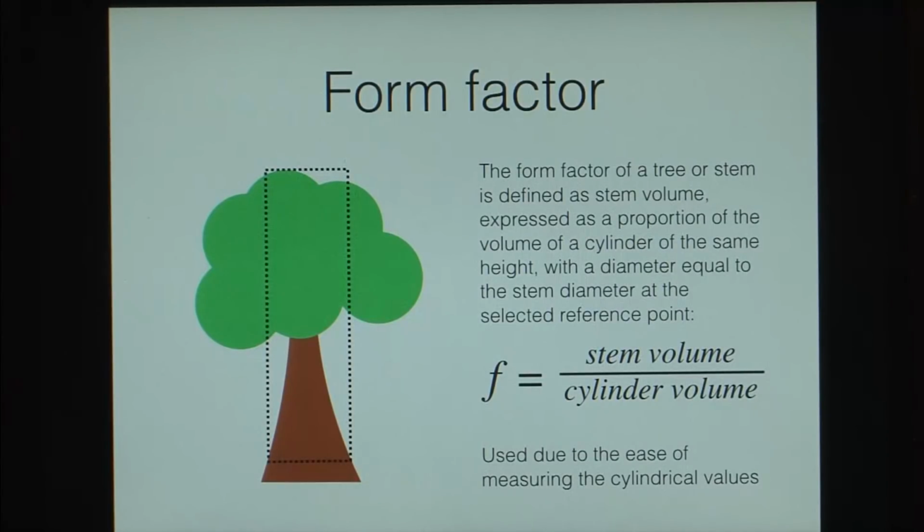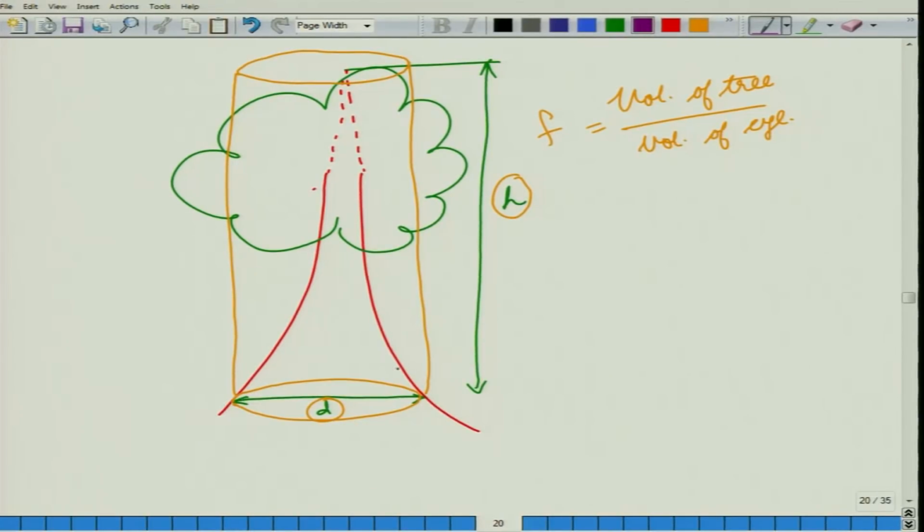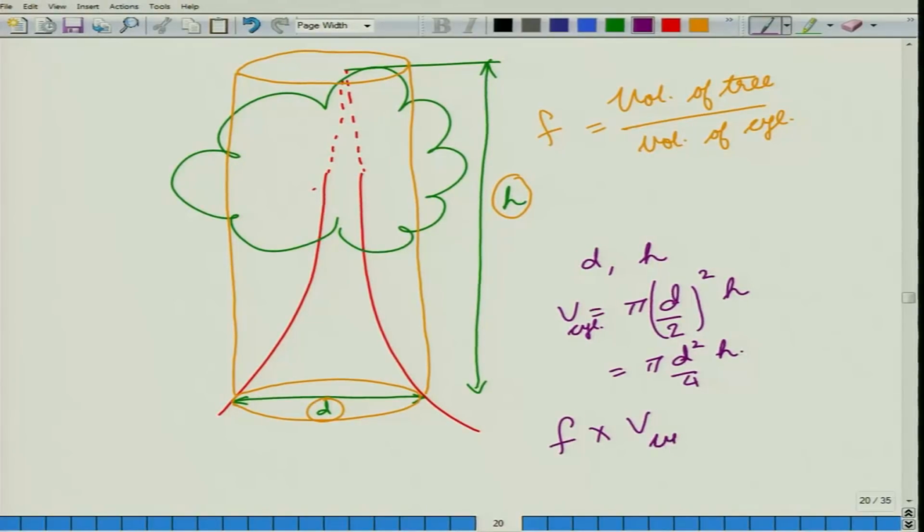Now, why do we choose a cylinder to measure this tree? Well, the answer is because it is very easy to calculate the volume of a cylinder if we knew its diameter d and if it knew its height h. We have volume is equal to pi r square h or pi d square by 4 into h. So, we can very easily calculate the volume of the cylinder, and if we knew the form factor, we could just multiply F multiplied by volume of cylinder and it would give you the volume of the tree.